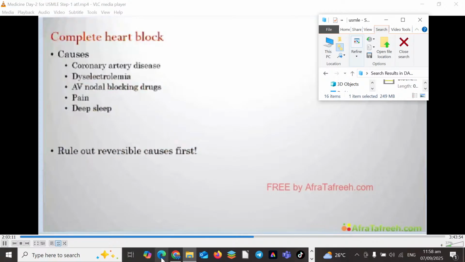So these are the causes of complete heart block that you need to know. Coronary artery disease, dyselectrolemia, AV nodal blocking agents, pain and deep sleep. And the first principle of treating complete heart block would be to rule out the reversible causes.